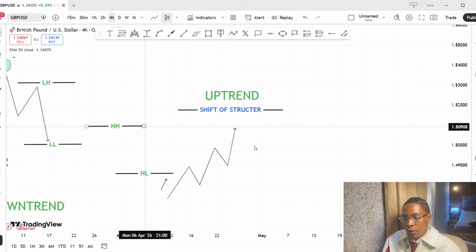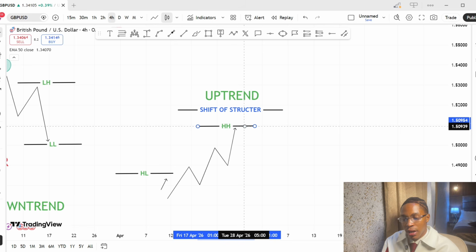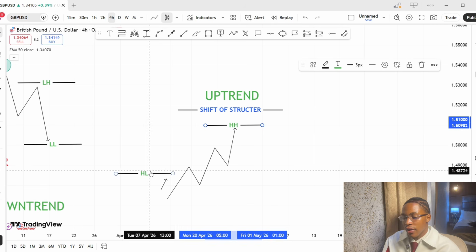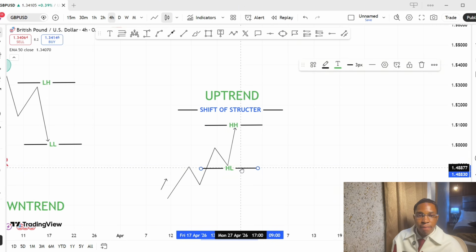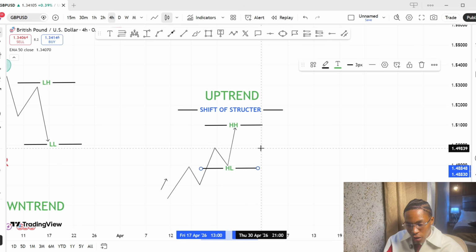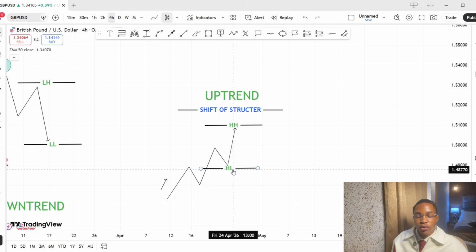Okay, so I want you guys to mark them up here. So this is going to be the higher high, right? And then this is going to be the higher low. Am I right or am I wrong? This is how it is, right? So now, anytime we break this higher low, just know that this is a shift of structure.